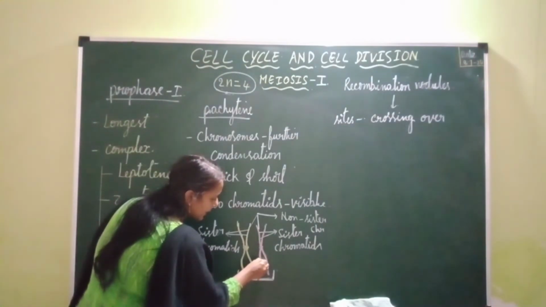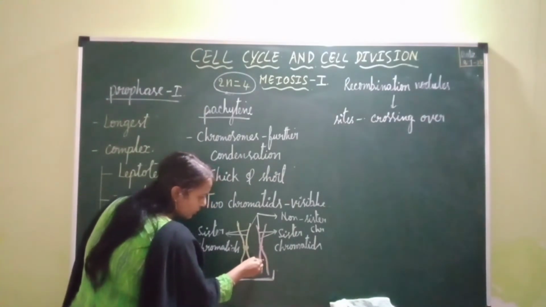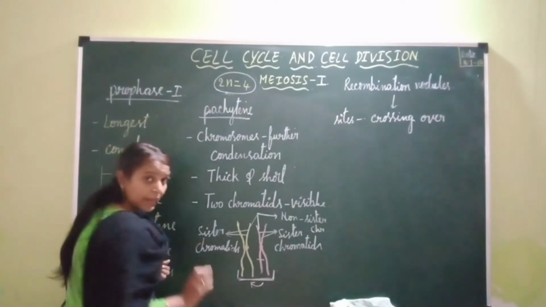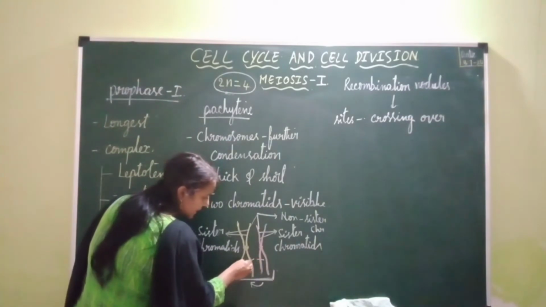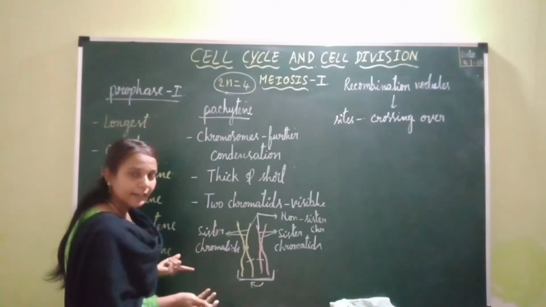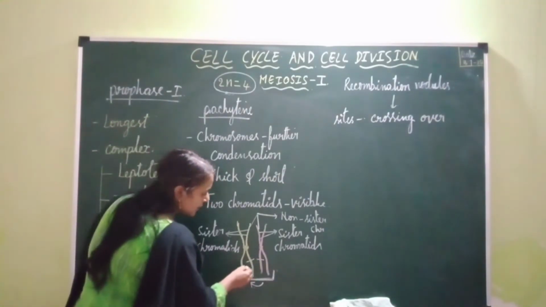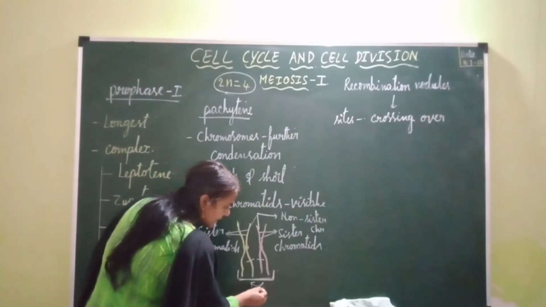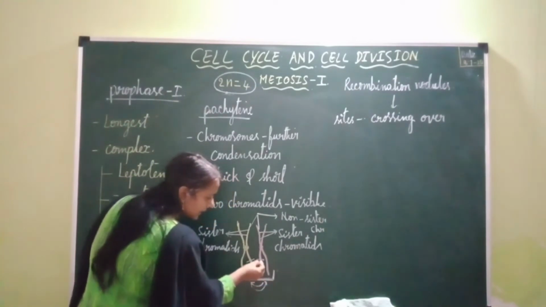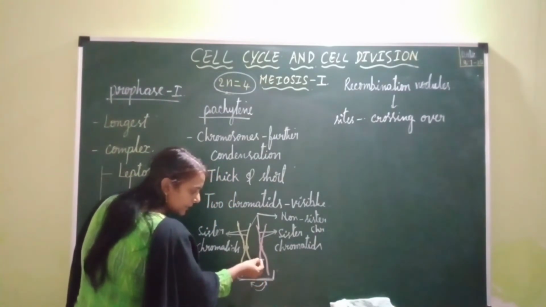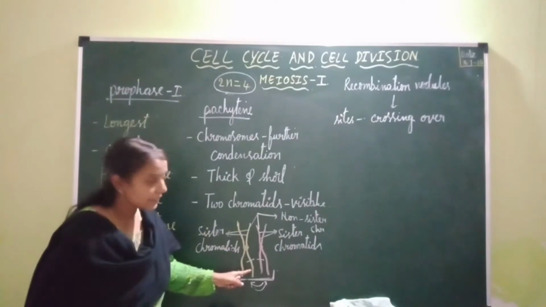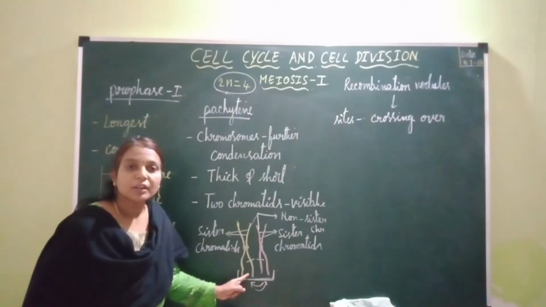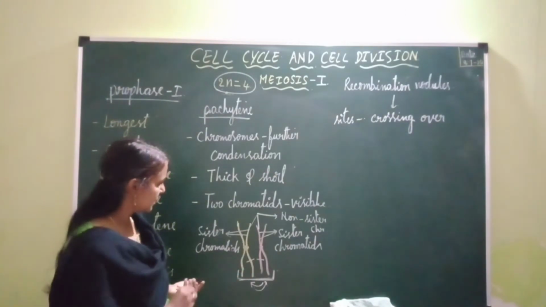So here what is happening? A part of this chromatid is cut and it is joined with its non-sister chromatid. And a part of this chromatid is cut. Chromatid is made up of what? DNA. DNA is nothing but genetic material. This chromatid is cut and it is reunited with this chromatid. So what is taking place? Exchange of genetic material is taking place between the non-sister chromatids of homologous chromosomes.